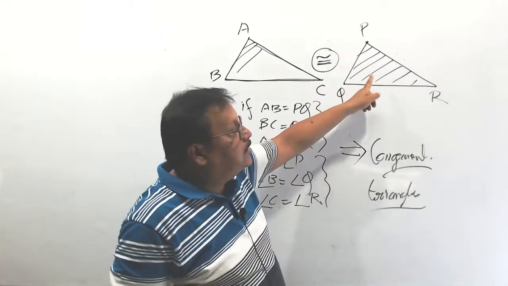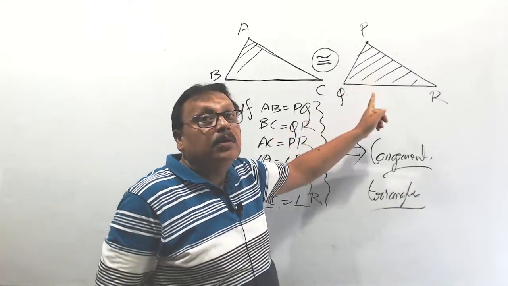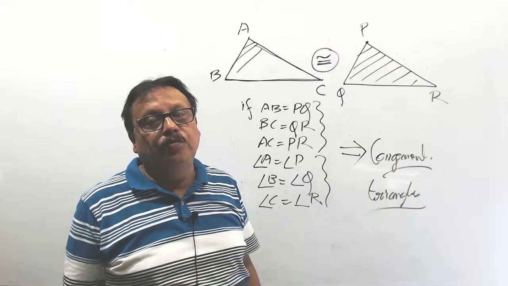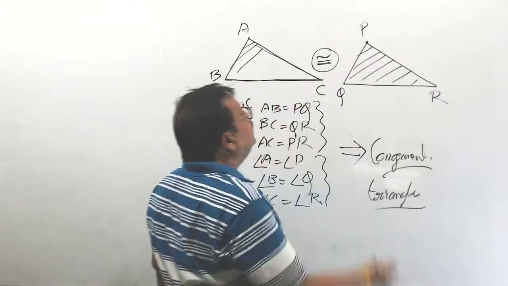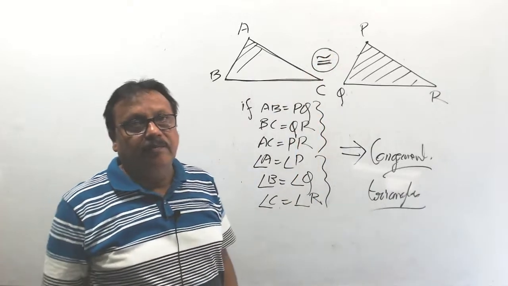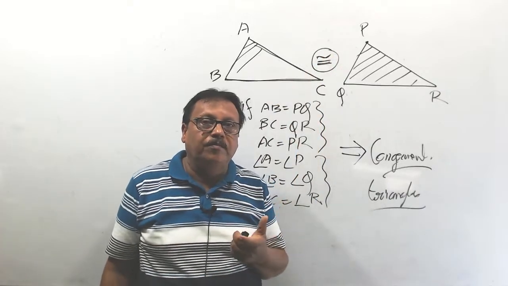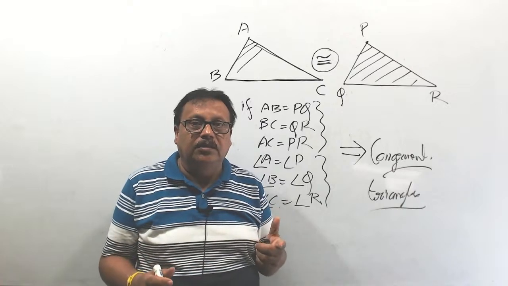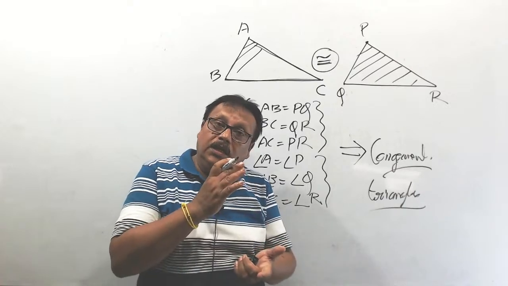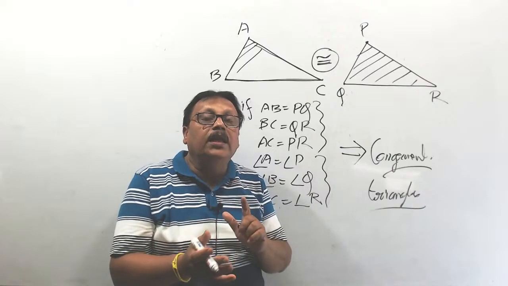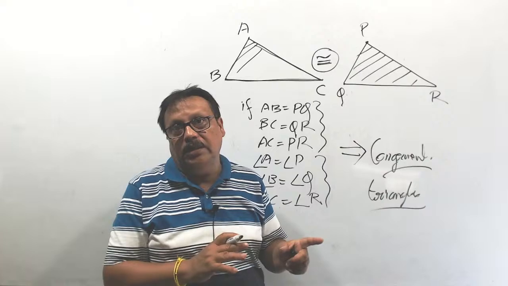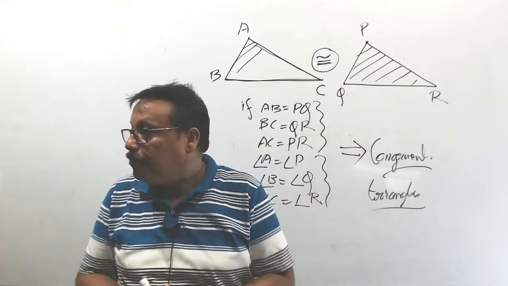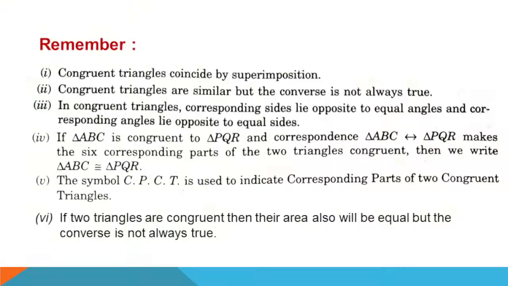Covers exactly, that's equal. It is called superimposition. Understood? Completely it will overlap. Then these two triangles will be congruent. It is practically why two triangles are congruent: one triangle can cover up the other triangle completely, not more, not less. It is called superimposition. Okay.